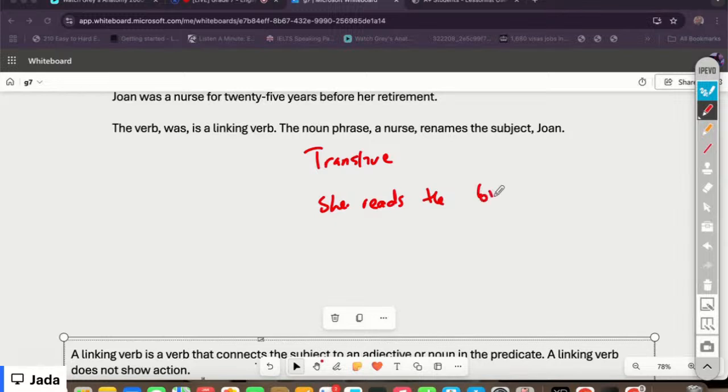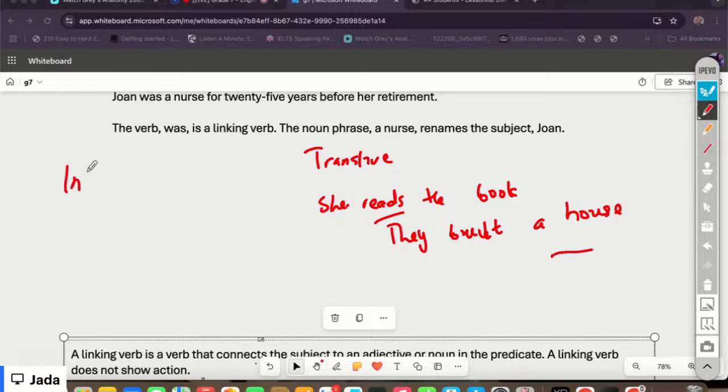the book" or "they built a house." Okay, so you see that it's a complete sentence. She reads the book. Now, what does she read? The book. So that's the direct object. And then you say they built a house. What did they build? A house, direct object.